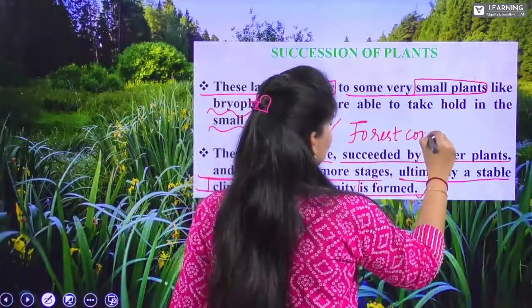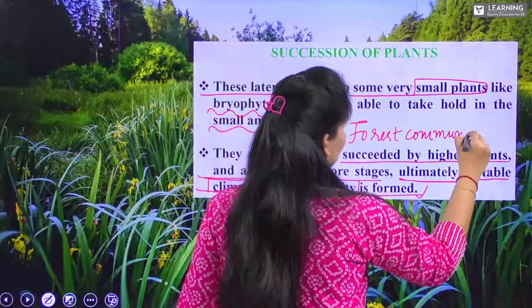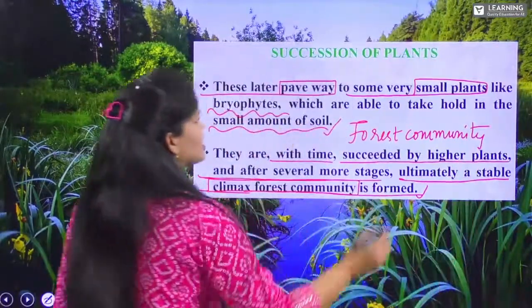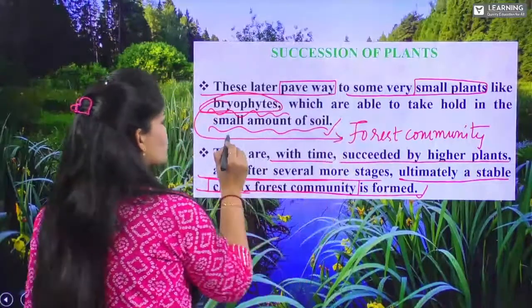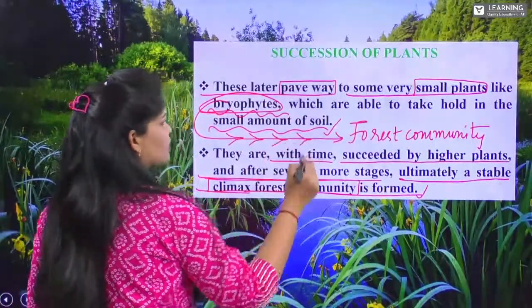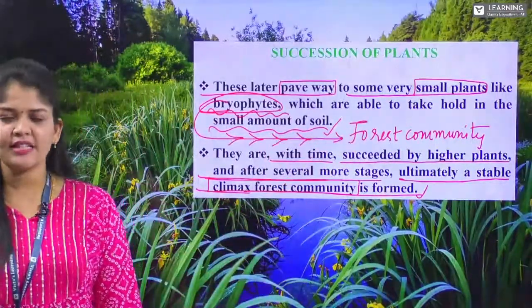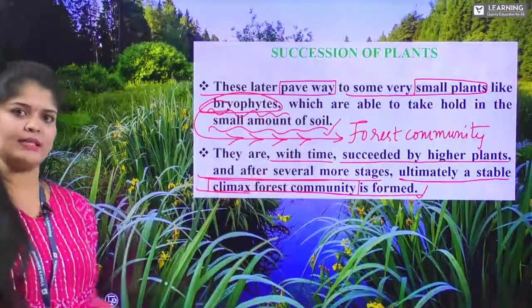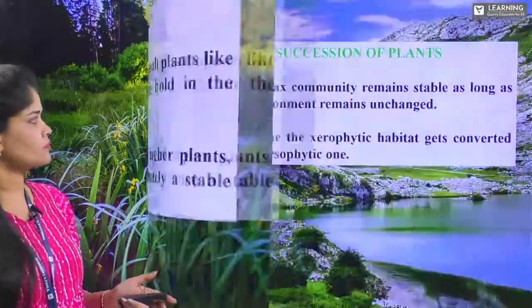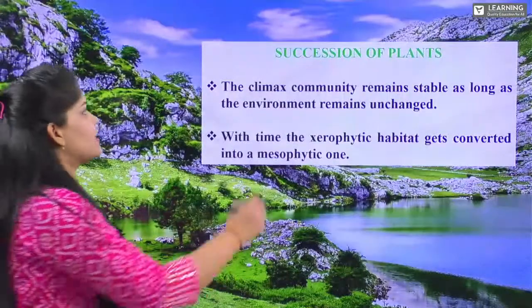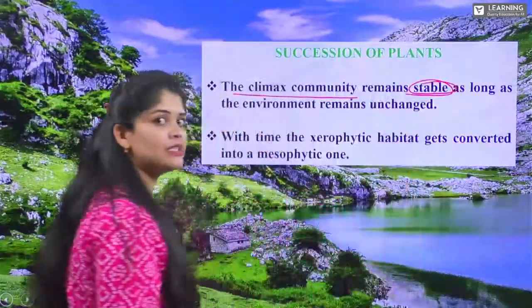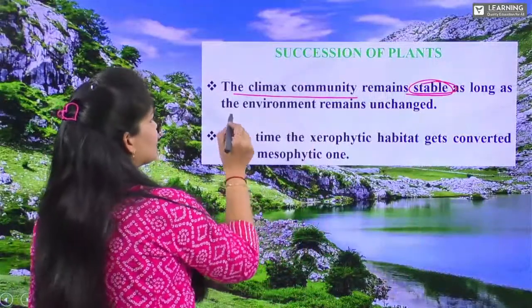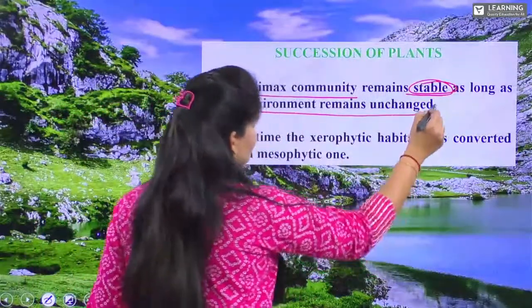Forest community. This is how a very small plant, that is bryophytes, shows several stages to finally lead to the climax stage, and that is called the forest community. Now, here, the climax community remains stable, that is what we call near equilibrium, as long as there are no changes happening in the environment.